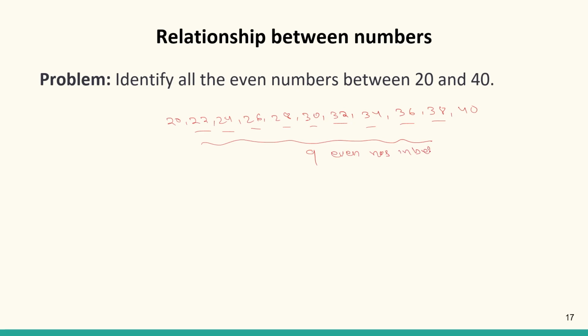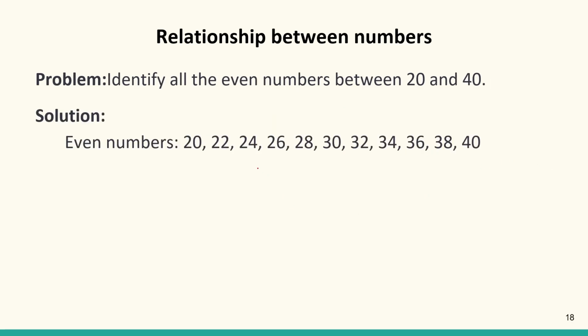in between 20 and 40, excluding these. So here we go: 22, 24, 26, 28, 30, 32, 34, 36, 38. These are the even numbers in between 20 and 40.